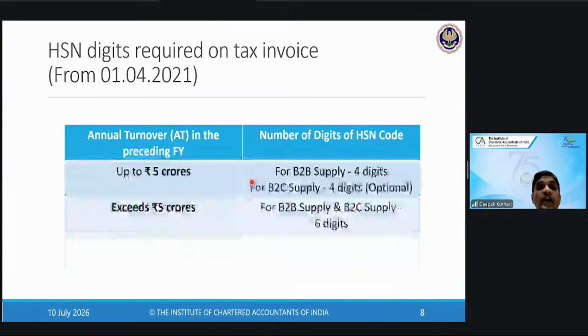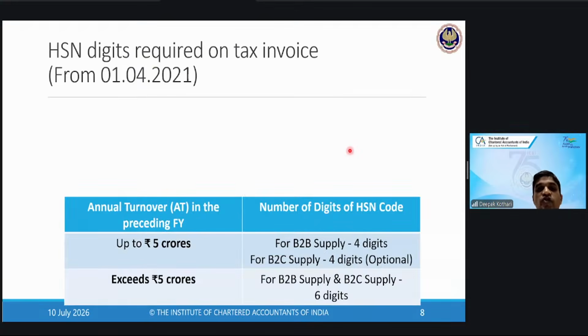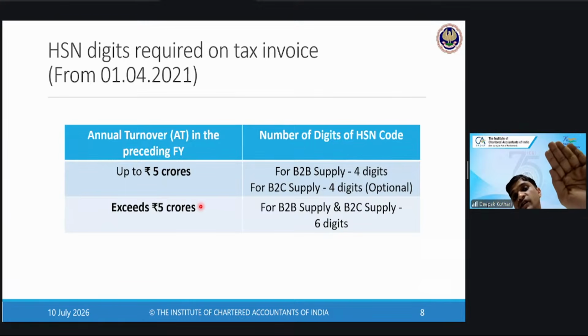Fine, this we understand. HSN, how many digits of HSN should you mention? Because here it says that one of the criteria is you should mention the HSN. So how many digits should you mention? Up to 5 crores annual turnover, you should mention 4 digits for B2B supplies, and for B2C supplies it is optional. For B2B supply, you have to compulsorily mention 4 digits. And if your turnover is beyond 5 crores, then for all supplies, you should mention 6 digits of your HSN code. Okay.